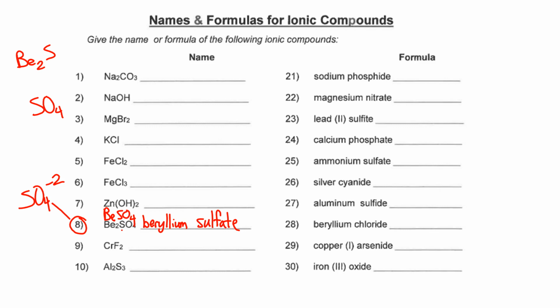When do you put the Roman numeral in between? If it is anything that has a column B, if it's anything from these two rows, or if it's a transition metal, yes, or if it's these four: tin, antimony, lead, bismuth.